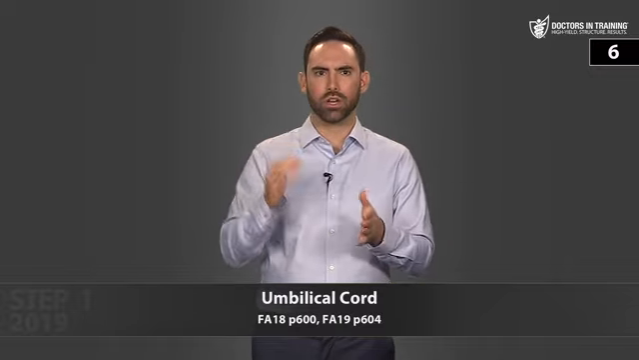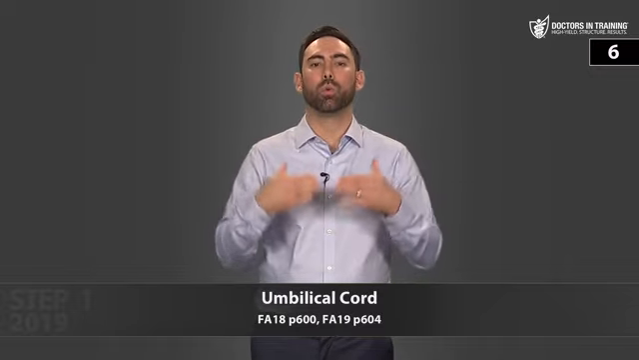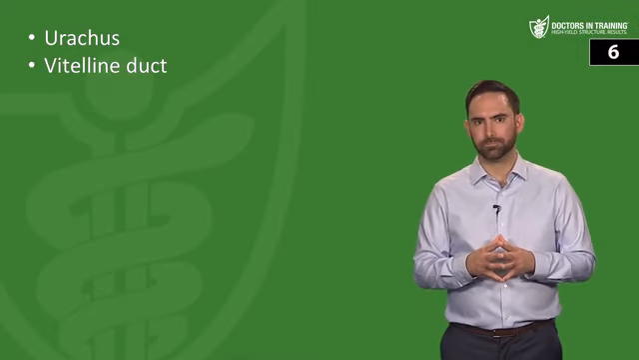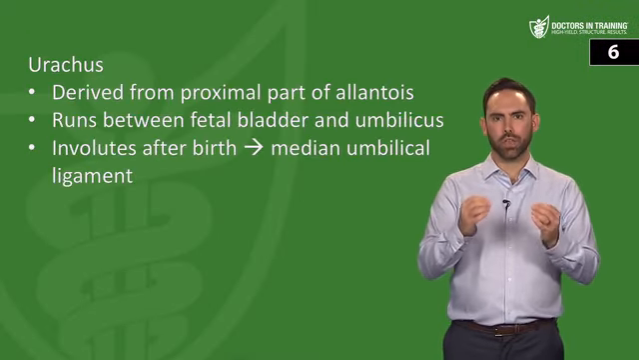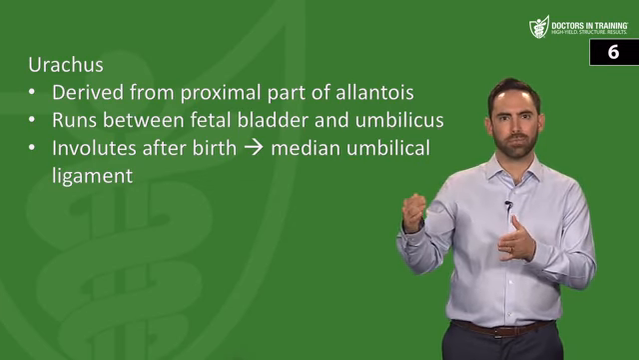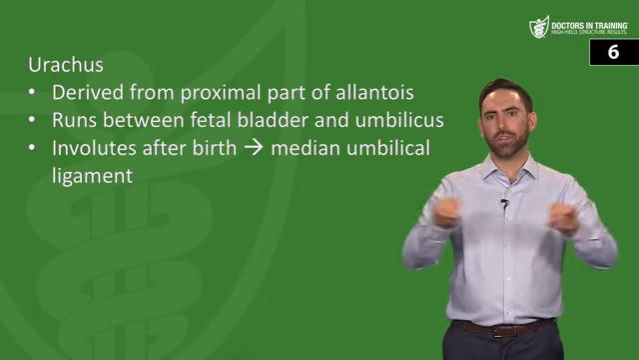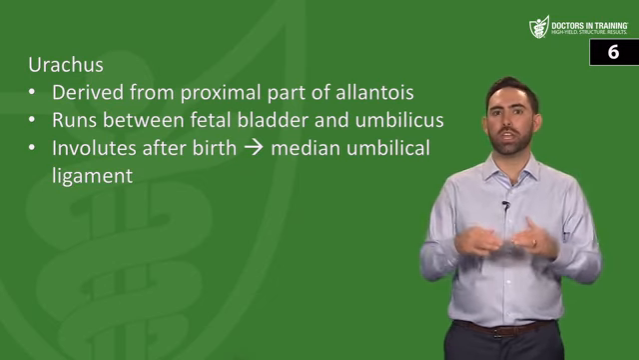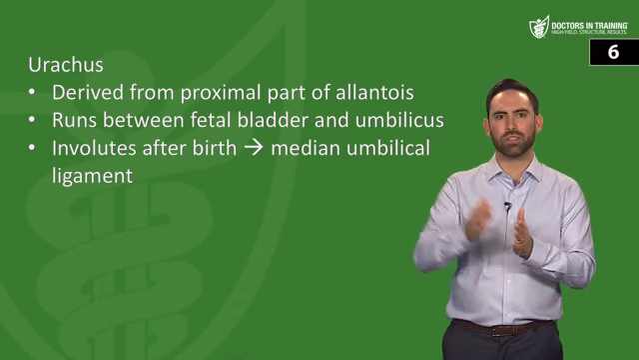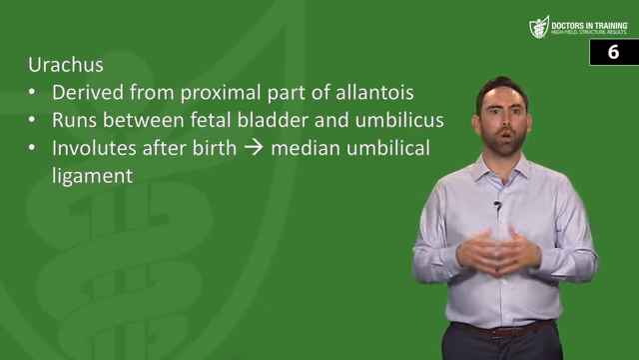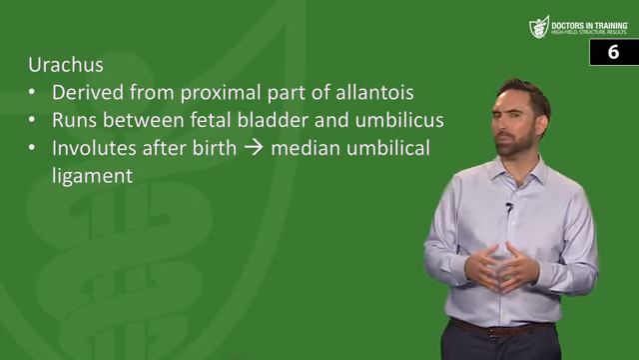What I want to focus on are 2 other structures found within the umbilical cord, the urachus and the vitelline duct. During development, the proximal part of the allantois gives rise to the urachus, a duct that runs between the fetal bladder and the umbilicus. The urachus is supposed to involute after birth, becoming the median umbilical ligament. If it doesn't, if some or all of it persists, you can see a couple of things.